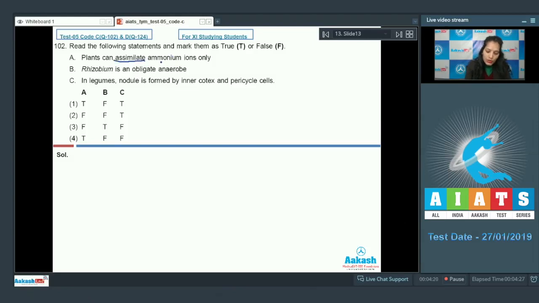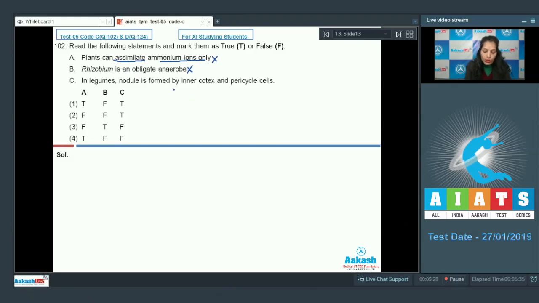Plants can assimilate ammonium ions only. No. Plants can take nitrogen in the form of nitrate and ammonium ions. Ammonium ions are toxic, hence plants convert ammonium ions easily into another form so that they cannot be toxic anymore. So this statement is incorrect. B. Rhizobium is an obligate anaerobe. No. Rhizobium is aerobe. When it fixes the nitrogen, it becomes anaerobic. Why? Because in presence of oxygen, there cannot be nitrogen fixation as nitrogenase enzyme is oxygen sensitive.